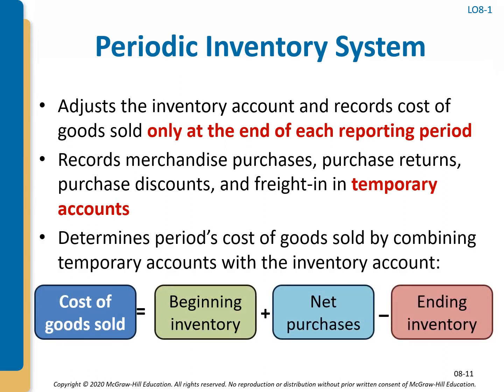So rather than making all of the recordings directly into the inventory account, it keeps all of the records in a temporary purchase account. It determines periodic cost of goods sold by combining the temporary account with the inventory account. So cost of goods sold is the beginning inventory plus net purchases minus ending inventory. Now let's contrast this with the perpetual system.